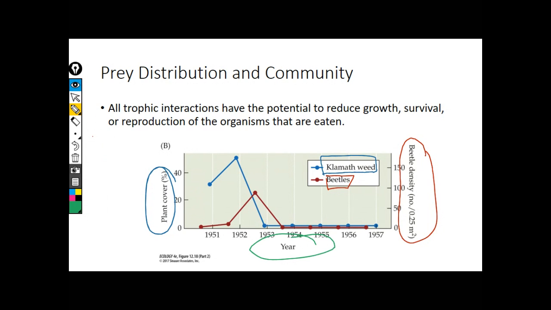Okay, so we haven't done any experiment here. This is just observational. I have data for beetle density. I have data for weed percent cover. These are probably photographs from above. I want to see, is there a relationship between them? Okay, so let's take a peek at this. If I were to try to interpret this, let's just focus on my weed for a second. What's happening with my weed?